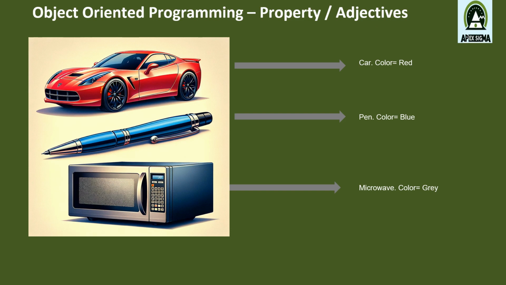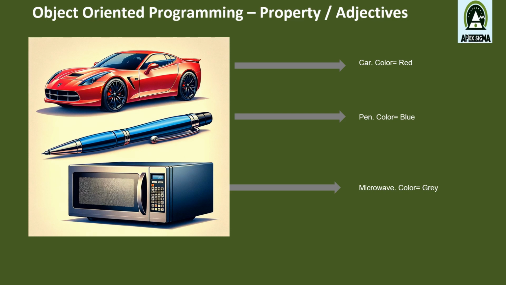Let's take some example of a property. That's something like an adjective. We spoke about a blue pen some time back. So a car in normal day-to-day life will have a property called color. Similarly, a pen will have a property of color, and a microwave will have a property of color again. So color is not one property. You can have several properties.